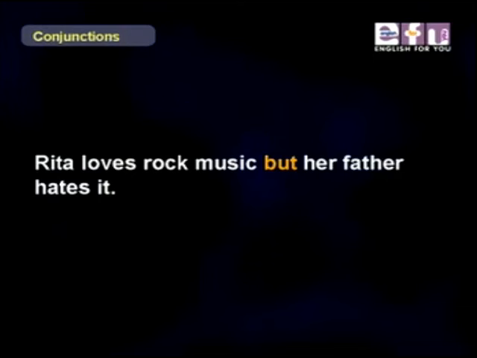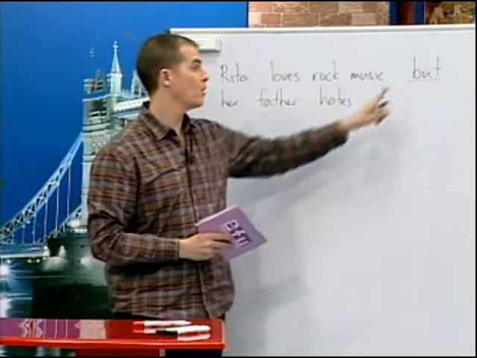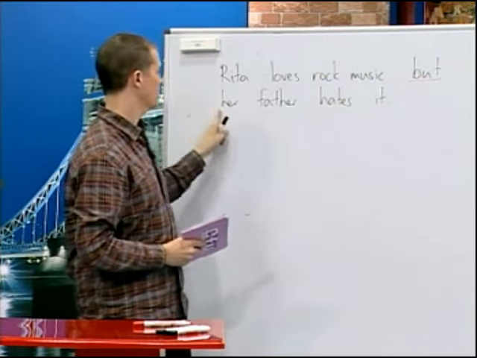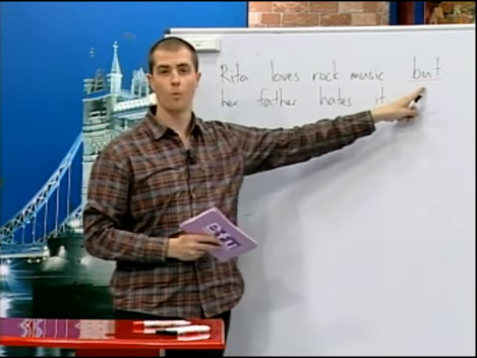Okay, let's put another one on the board. Rita loves rock music, but her father hates it. We can see here, but is joining two clauses. We can use only one conjunction for two clauses. One clause, another clause, one conjunction.